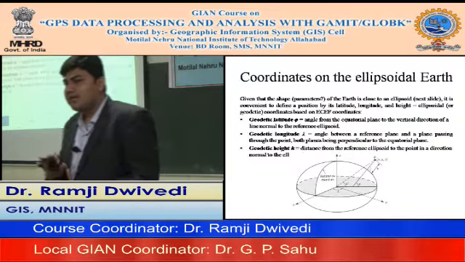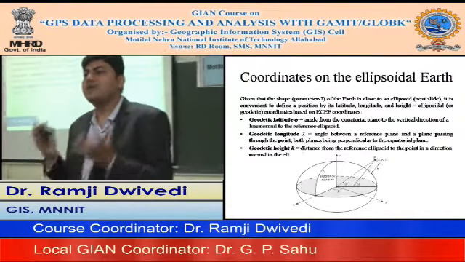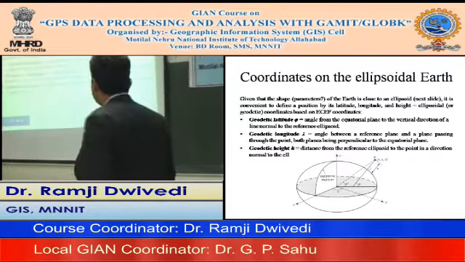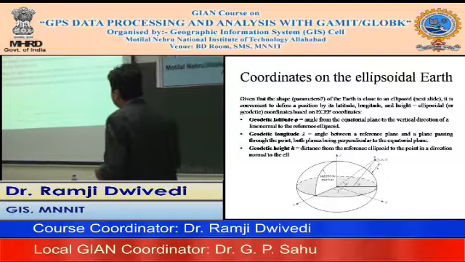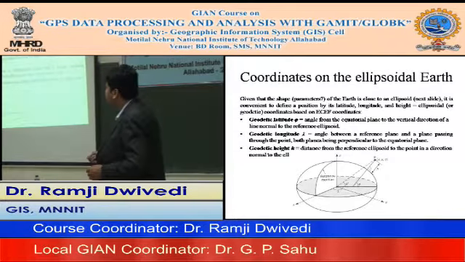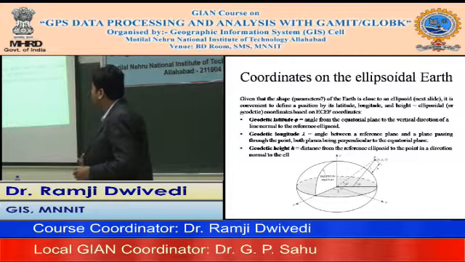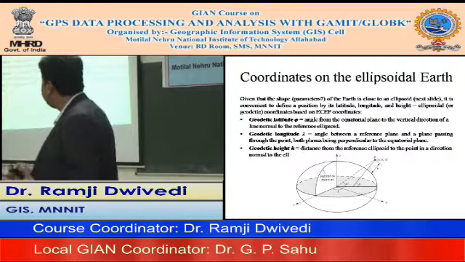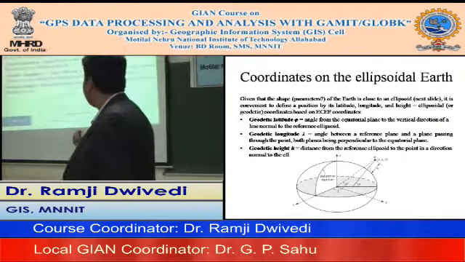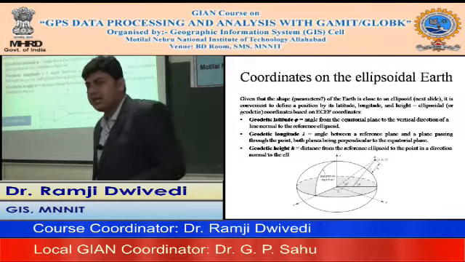But since it is not a very easy way to understand, we need to consider the earth surface also, how we model the earth, so that this phi, lambda, and h could be realistic. In detail, the geodetic longitude is the angle between a reference plane and a plane passing through that point, both planes being perpendicular to the equatorial plane. That's how we define the longitude, and similarly the latitude from the equatorial plane in the vertical direction.